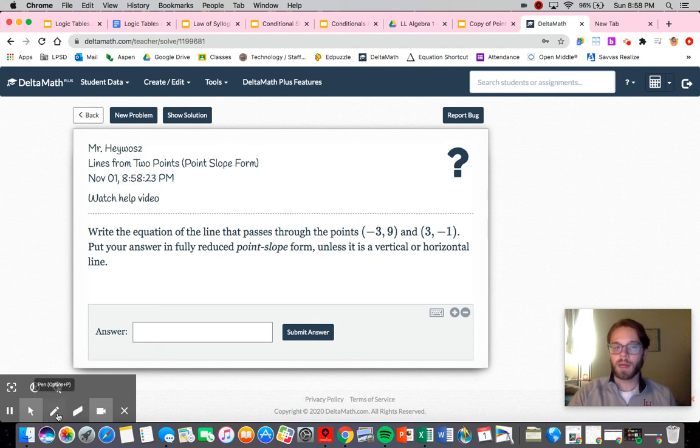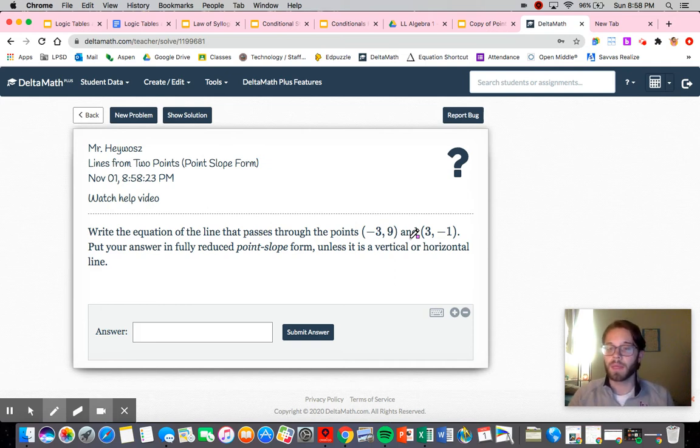Hi everyone, just wanted to take a moment to talk about how to write equations in point slope form. In this case, we're going to be looking at equations in point slope form when we're given 2 points.